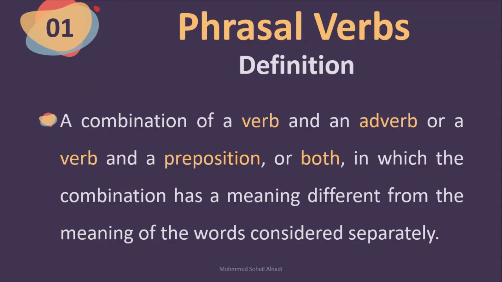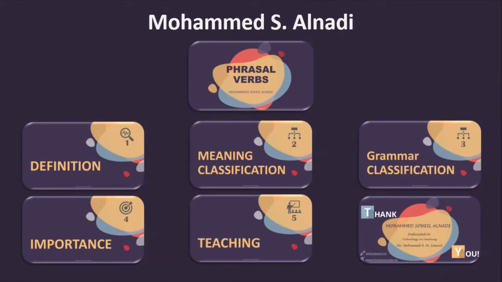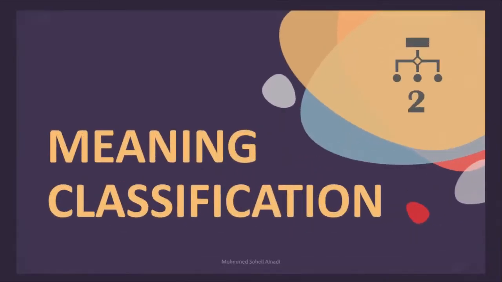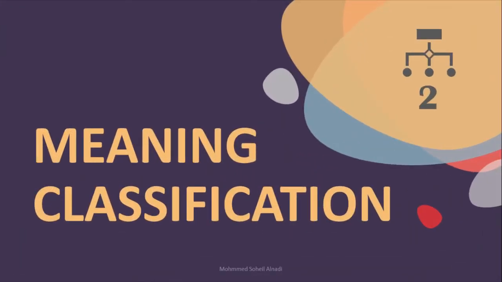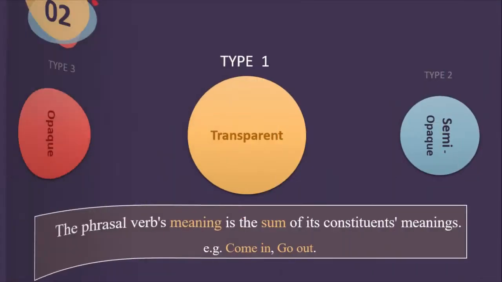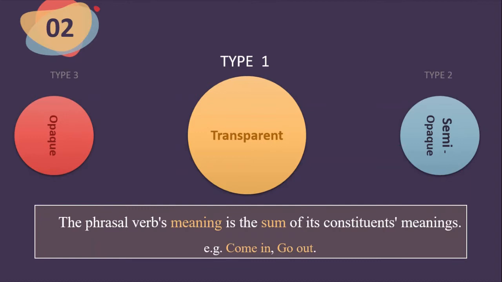I hope this is really informative. Now, let's talk about how we classify phrasal verbs. We have two main classifications, which are meaning classification and grammar classification. Let's start with meaning classification. Here we have three types of classification of phrasal verbs in terms of meaning, let me say that.